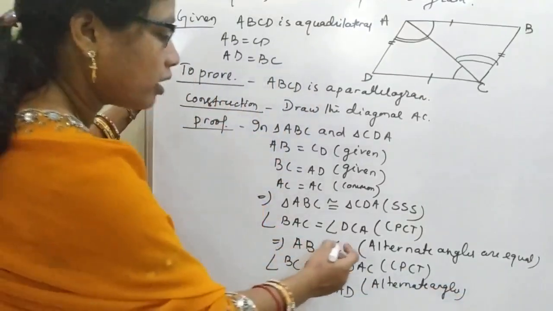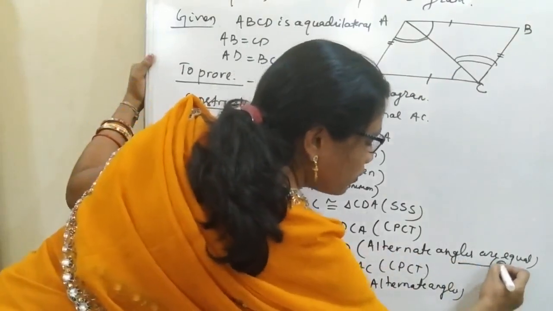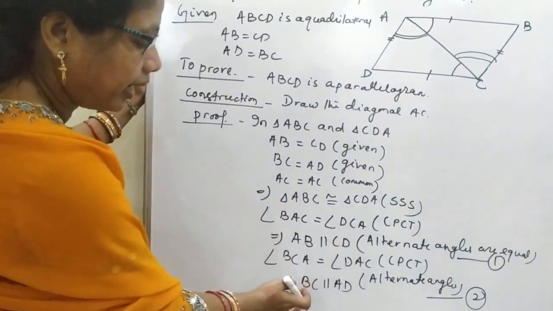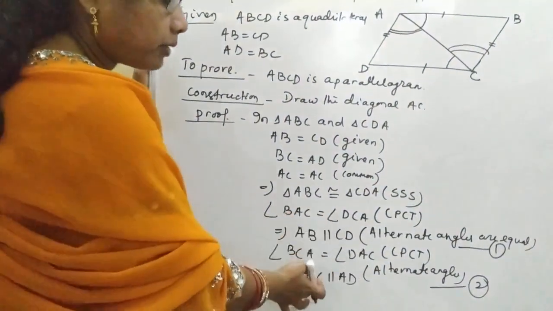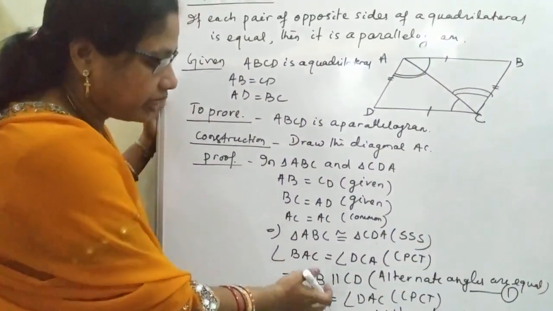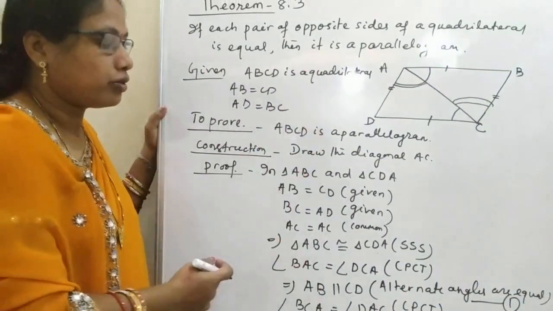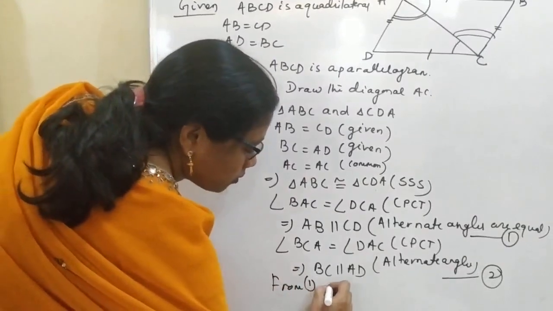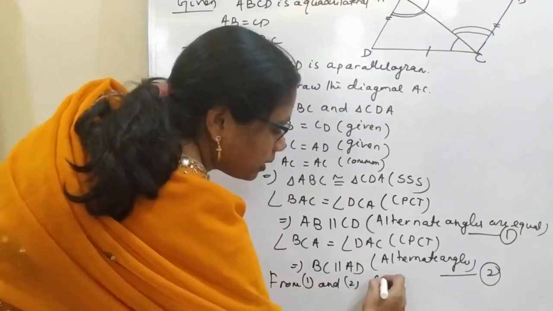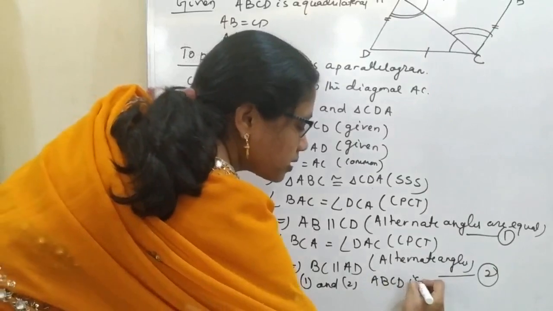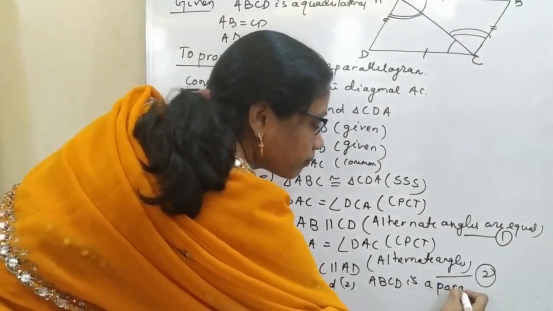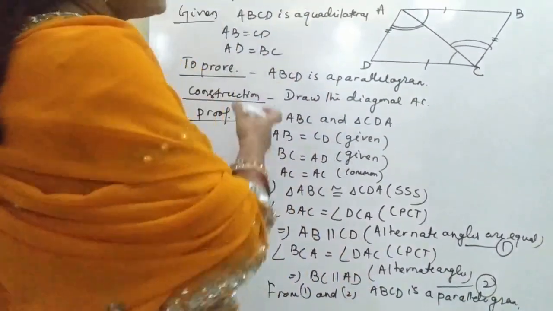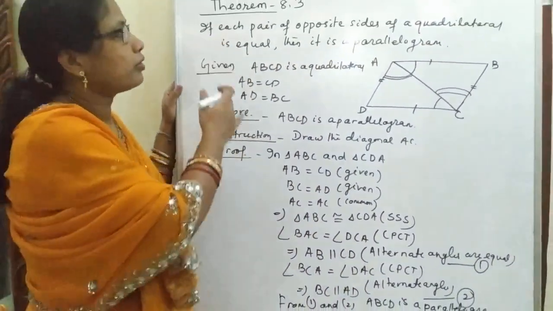So here we got AB parallel to CD, equation 1, and this is equation 2: BC parallel to AD. That means in quadrilateral ABCD, opposite sides are parallel to each other. So from 1 and 2, we got ABCD is a parallelogram. So this is the converse statement of our theorem 8.2.